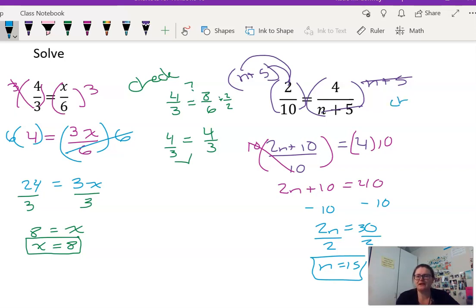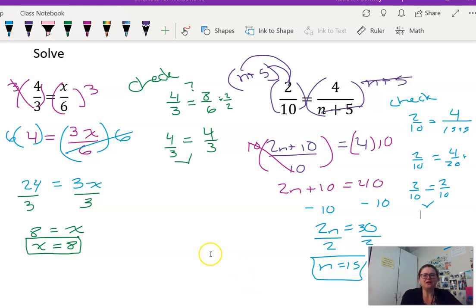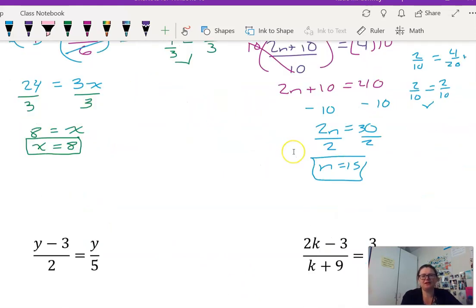If we checked it, we'd have, does 2/10 equal 4 over 15 plus 5? Well, that would be 2/10. Does that equal 4/20? And indeed, if we divide 4/20, we divide both the top and the bottom by 2, we'd get 2 over 10. Or you could reduce both of those to 1/5. Either way, same thing, both sides. That's the right answer. Okay, so that's kind of a really simple example, more complicated example.